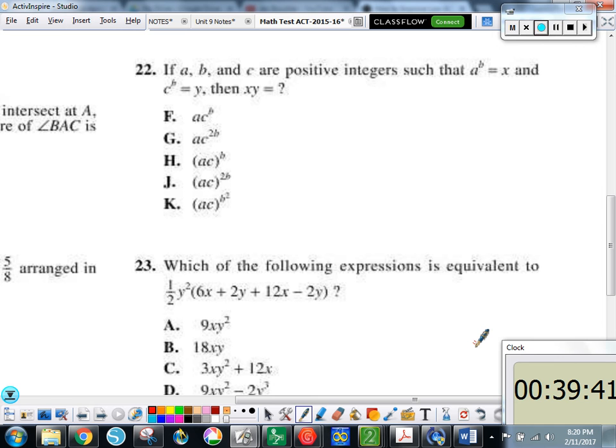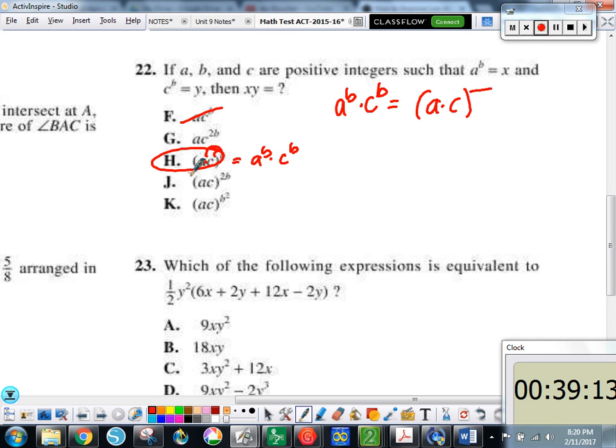Or, let's look at this. If I want to find XY, it would be A to the B times C to the B. Which one of these is equivalent to A to the B times C to the B? Well, this one's not. A times C to the 2B. I can rewrite this so A times C are together, but what would be up here? Look at this one. Can I distribute that B through? It's not really distributing, but because that's a multiply, it is the same thing. So this one, H.